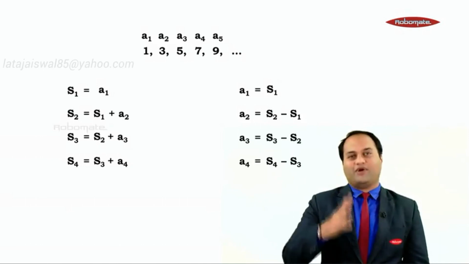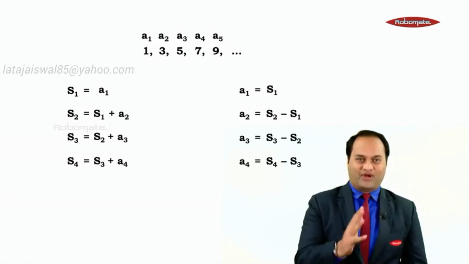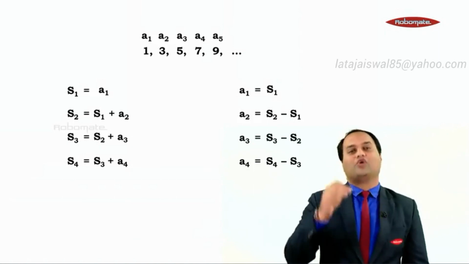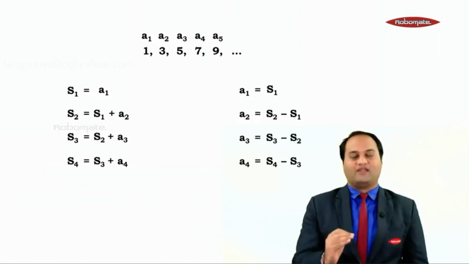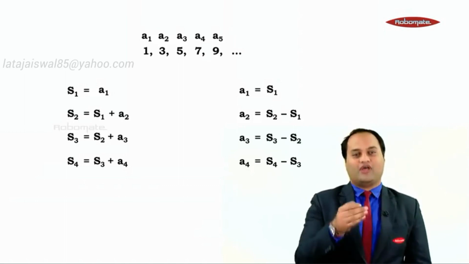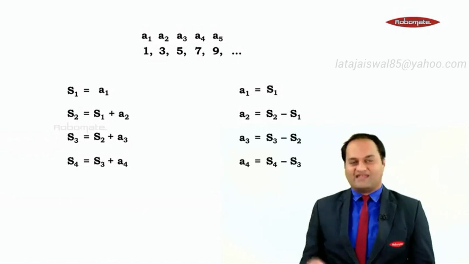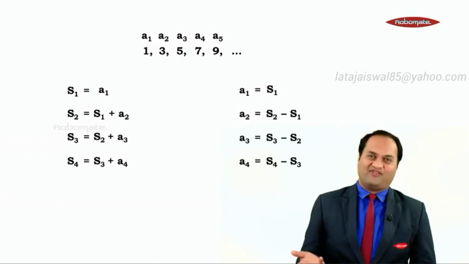This is the relationship between AN and SN, right? So A1 is equal to S1, A2 is equal to S2 minus S1, A3 is S3 minus S2, A4 is S4 minus S3, A10 is S10 minus S9. Very, very simple, right?